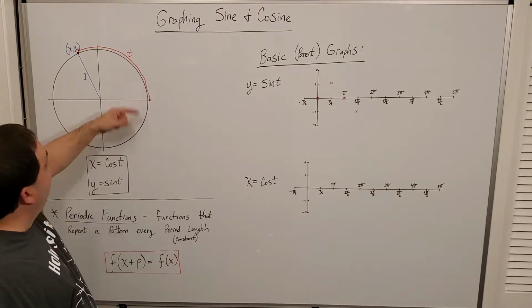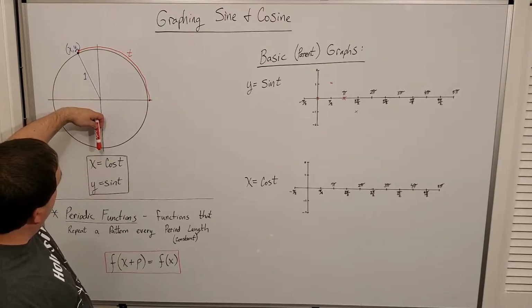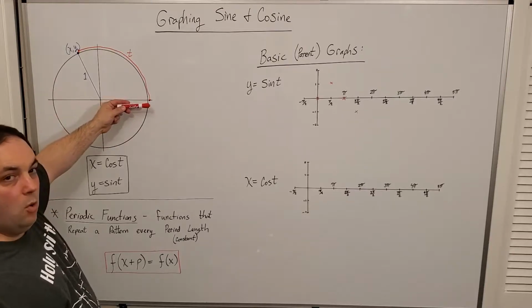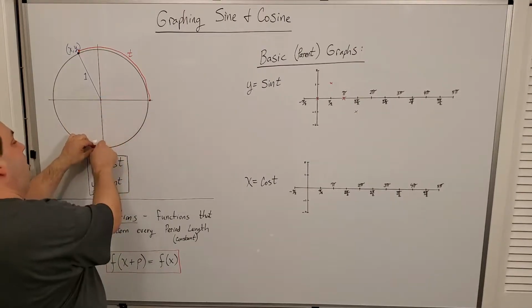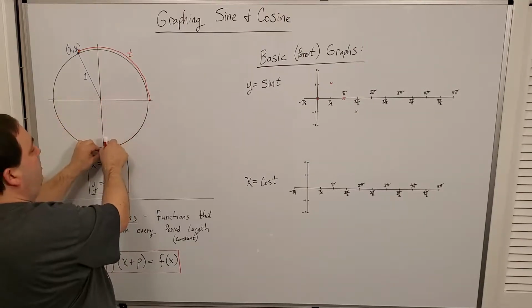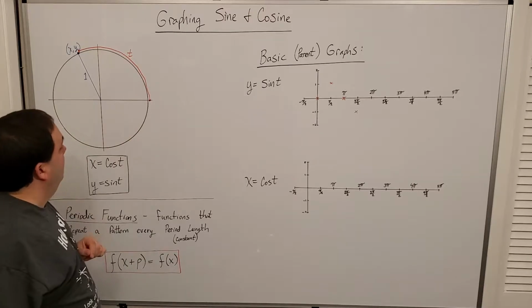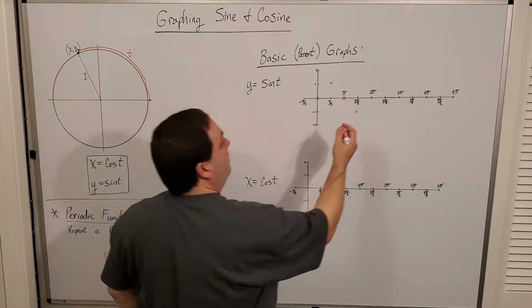Then I get up to 270 degrees. I'm going to rotate to 360 or 2 pi. And as I rotate there, I'm rotating this way, and my y value goes back up to 0. So I'm back at 0 here.